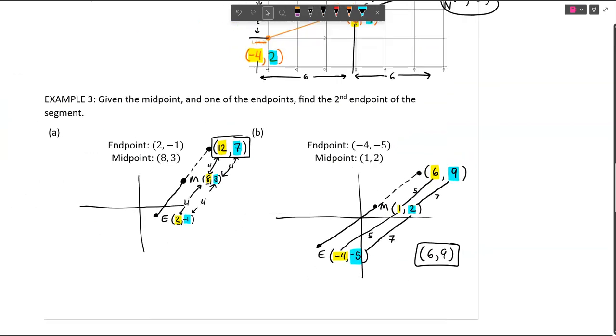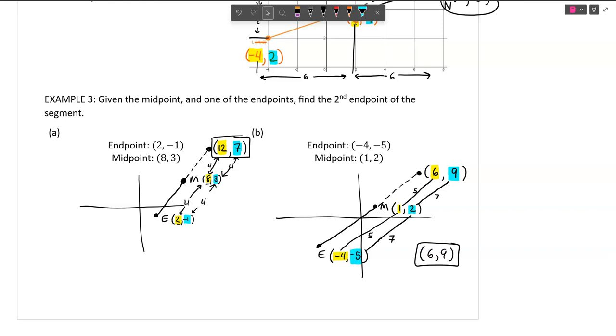That is how we will conclude this lesson. So go back and watch anything you need to a second time if you had any issues with this, but that is the midpoint formula in a nutshell.